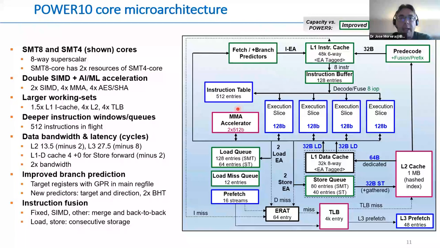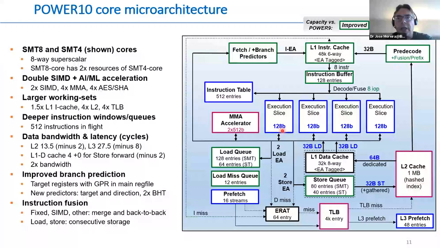So what it means is that whatever this matrix unit can do, it does four times better than POWER9 could do with its own vector instructions. And the general vector improvement is 2x.